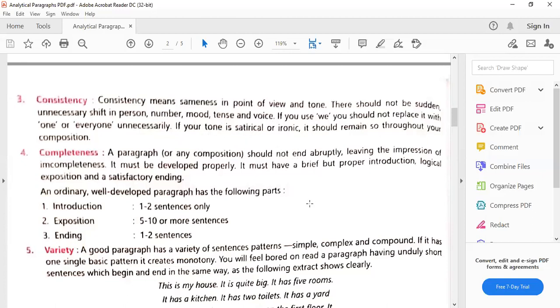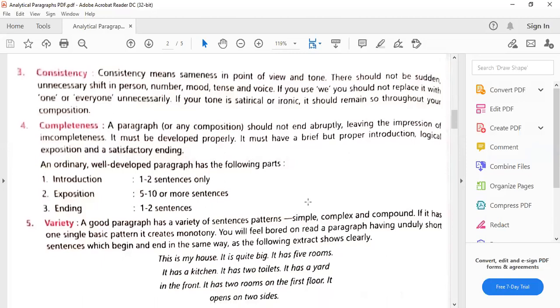Then the next point is completeness. A paragraph or any composition should not end abruptly, leaving the impression of incompleteness. It must be developed properly. It must have a brief but proper introduction, logical exposition, and a satisfactory ending. कि आपका पैराग्राफ जो है वो एब्रप्ट वे में एंड नहीं होना चाहिए जिससे हमें ये लगे उसको पढ़ने के बाद कि ये इनकम्प्लीट है. So it must be developed properly, must have brief and proper introduction, logical exposition, and satisfactory ending.